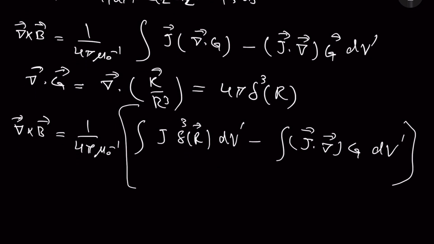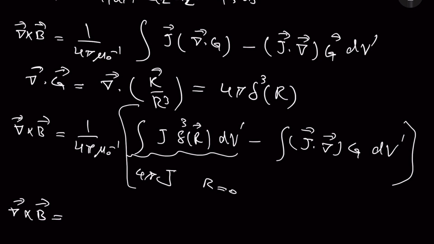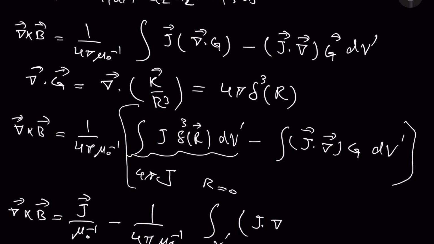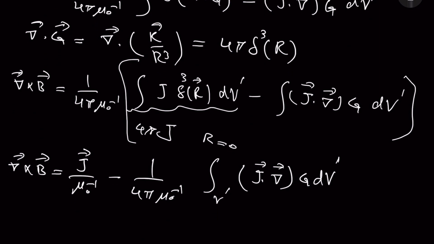Okay. So now this term reduces to J, because the integral is going to contribute only when we get some value. Sorry, this reduces to only 4 pi J, only when R is 0, and that's what we get. So curl of B here at this point is equal to J minus 1 over 4 pi mu naught inverse J. All right, so good stuff so far.